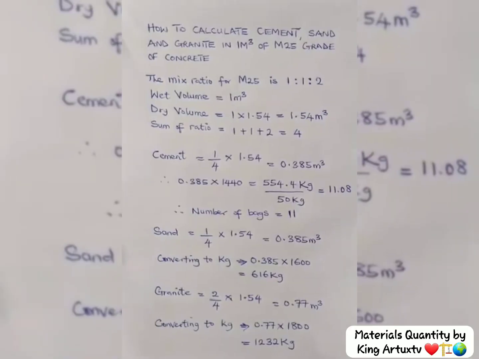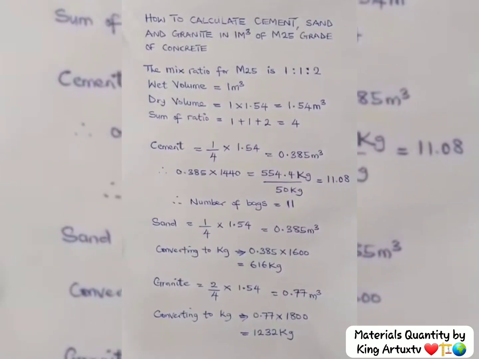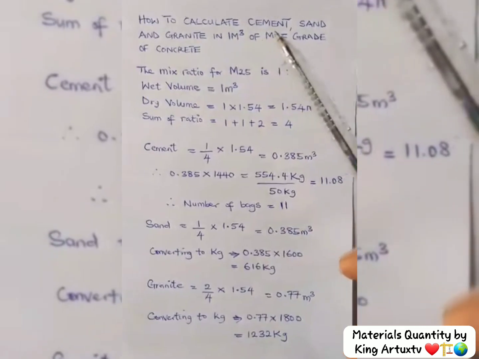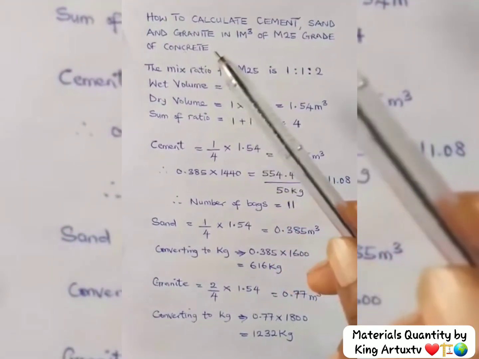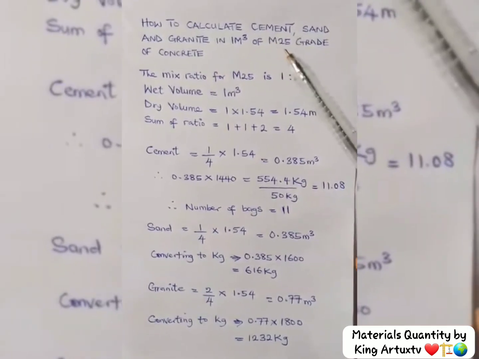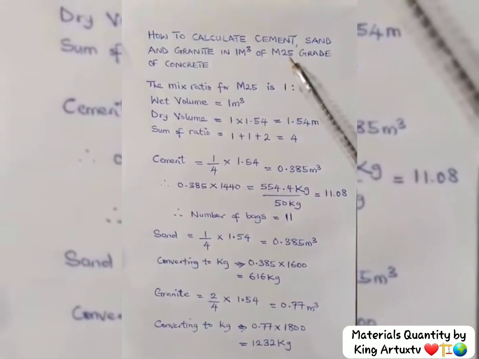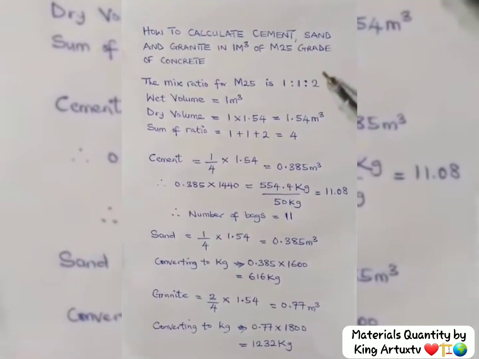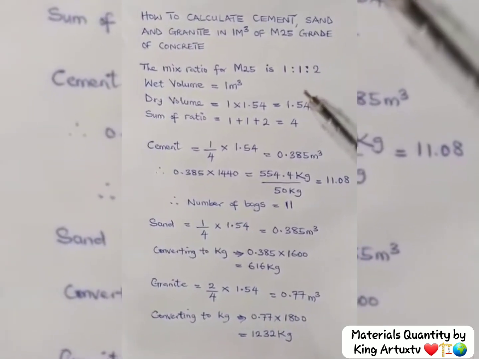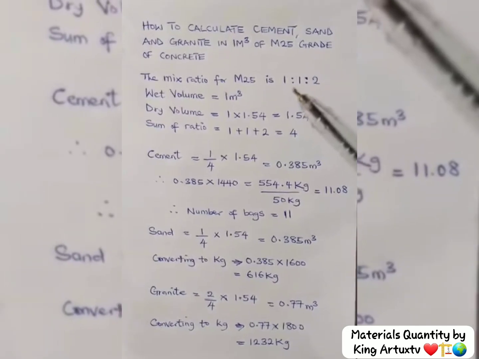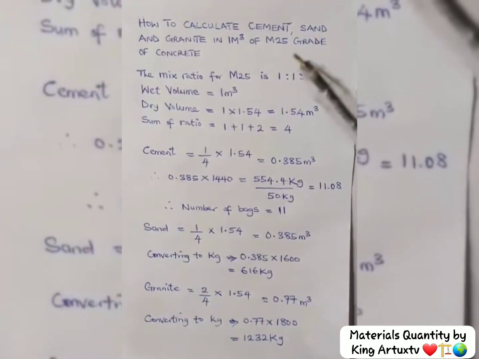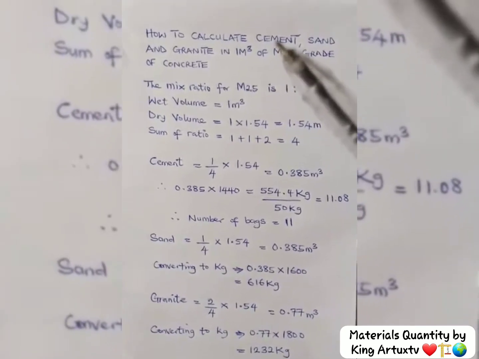I want to draw attention to the topic I titled How to Calculate Cement, Sand, and Granite in 1 cubic meter of grade 25. Basically, this is more of a material quantity estimation, to calculate the quantity of cement, sand, and granite in a concrete, because as you know, concrete is made up of cement, sand, and granite.